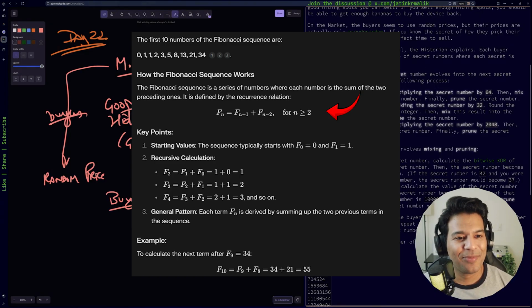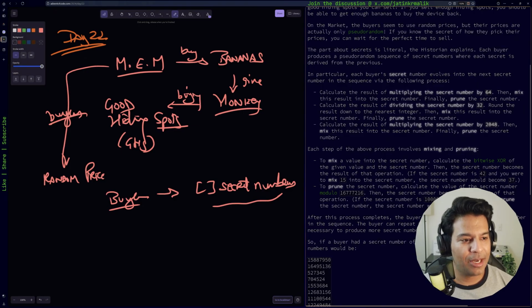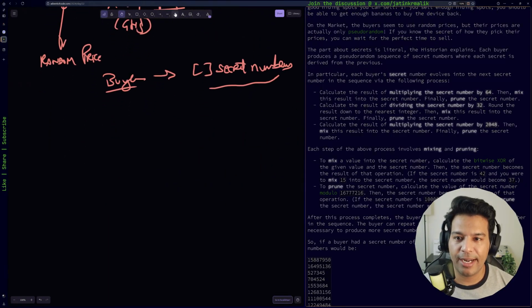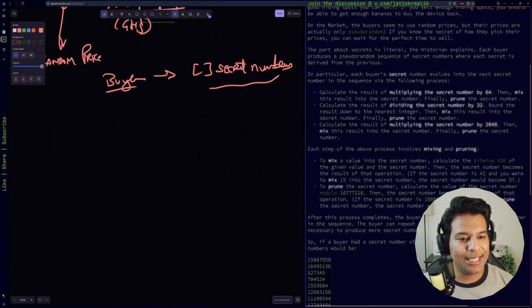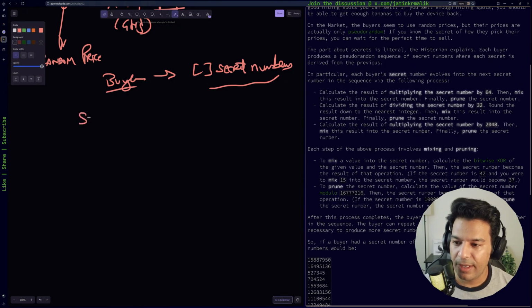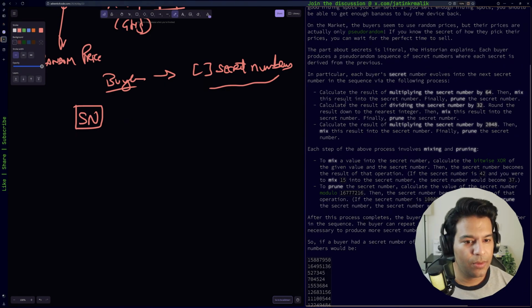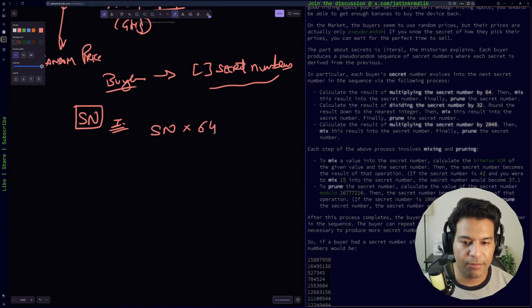But let's read further. In particular, each buyer's secret number evolves into the next secret number in the sequence via the following process. So we are given a process. I'll just make some space here so that we can write it. It says that you need to calculate the result of multiplying the secret number by 64. So let's assume that you are given a secret number, let's call it Sn. In the first step, you multiply the secret number by 64. So let's say Sn multiplied by 64.